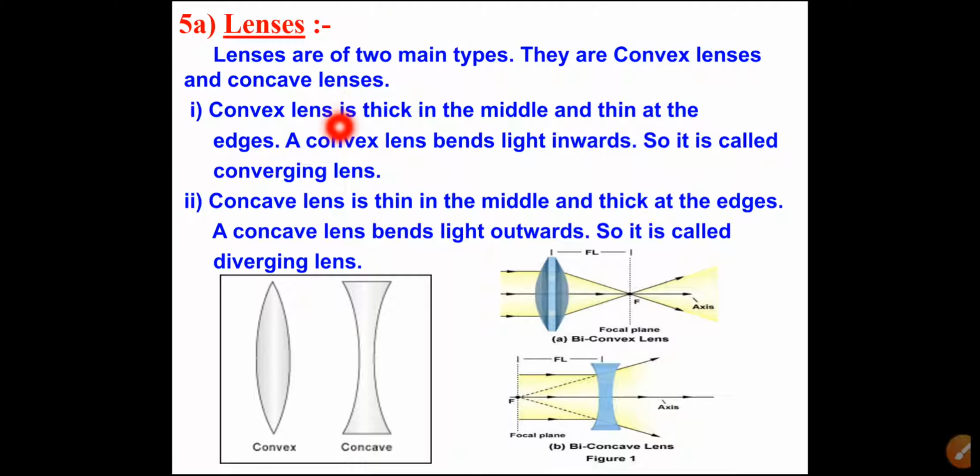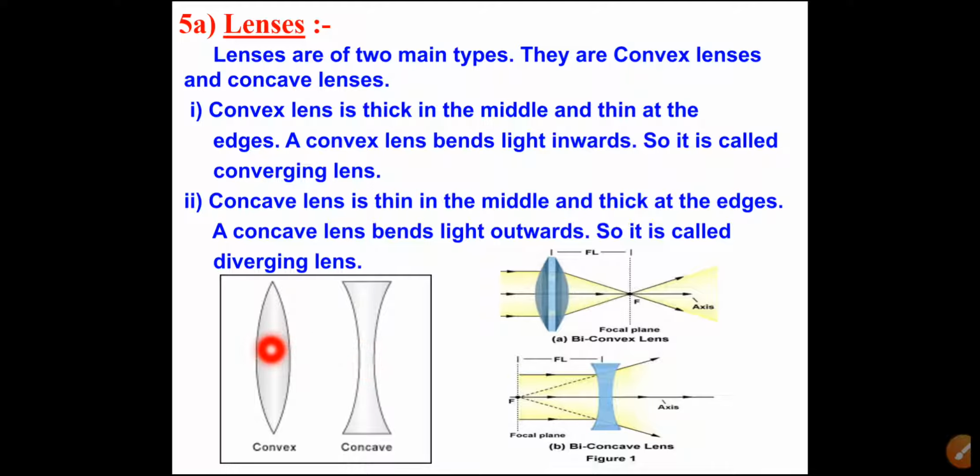So lenses are of two main types. Which are those? Number one is the convex lens and the other is the concave lens. Now we will take information about the convex lens. So what is the convex lens? Here you can see in the diagram, this is the convex lens and this is the concave lens.